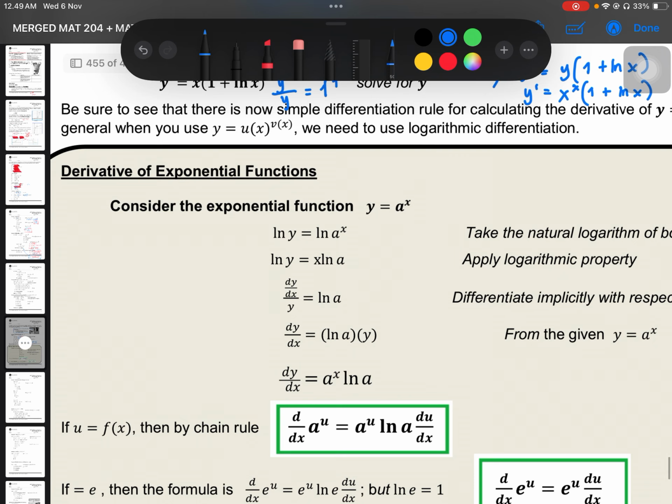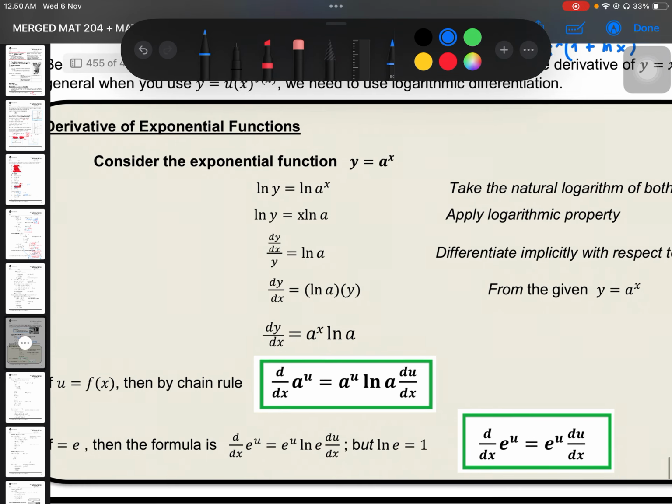Now, let us move to the derivative naman ng exponential functions. Okay, so this one, another formulas. Consider the exponential function y is equal to a raised to x. Ganun yung ginagawa natin, we use the natural logarithm. So that is the explanation kung bakit nakuha yung mga ganitong formulas.